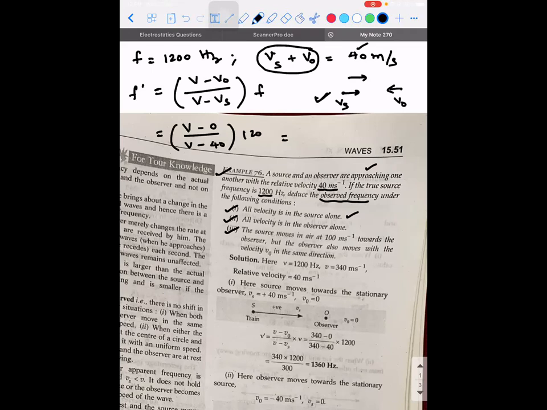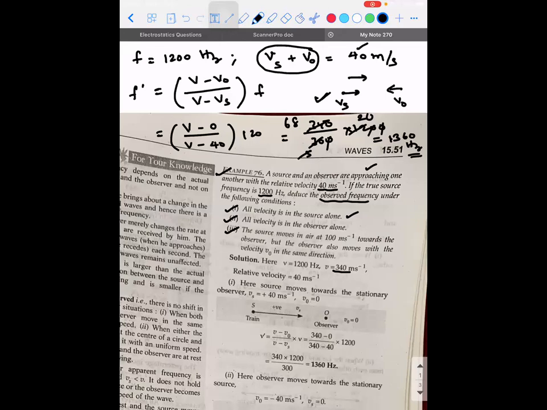They didn't give it actually, but generally the speed of sound is 340. So, 340 divided by 300 into 120. 5 times, 2 times. Sir, it's not 1200. Sorry, 1200. So, it will be 20, right? So, 5 means it is 68. So, 68 into 20 is 1360. If you observe, the frequency has actually increased.